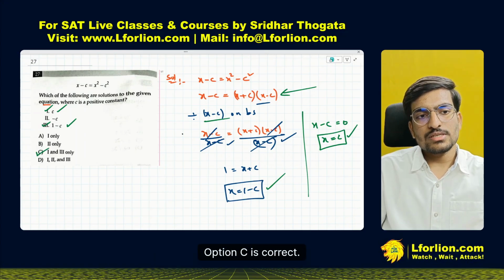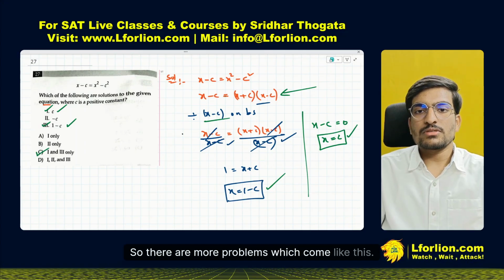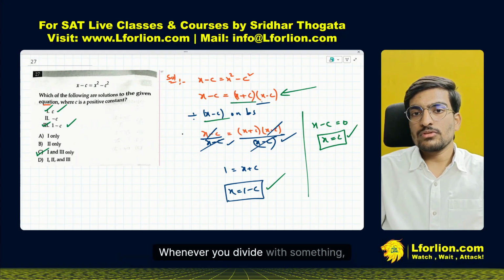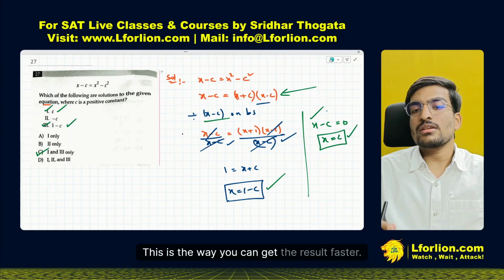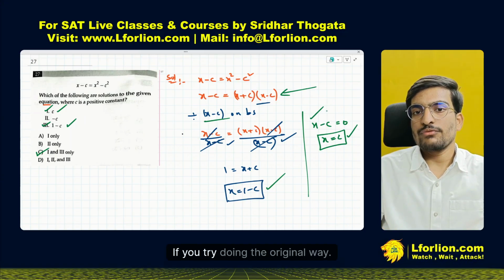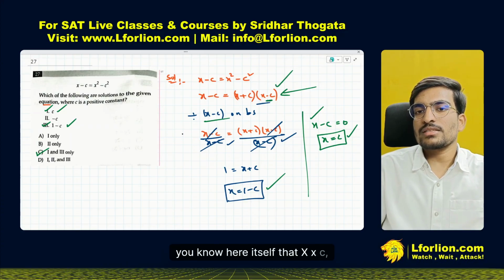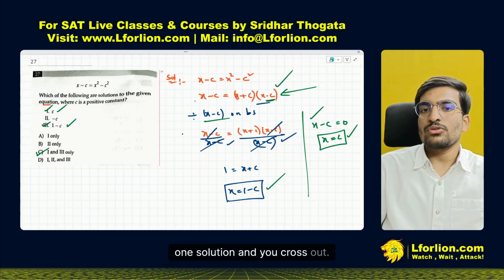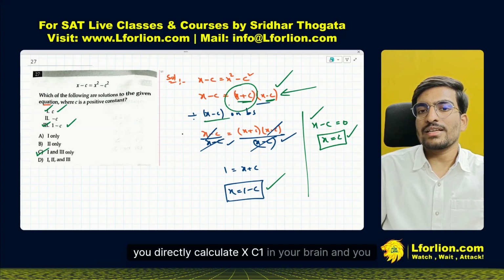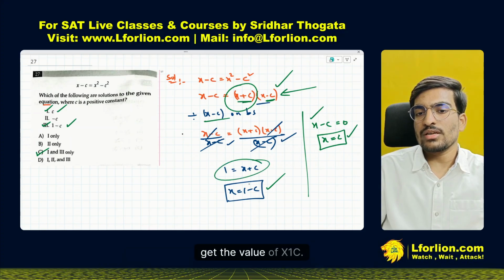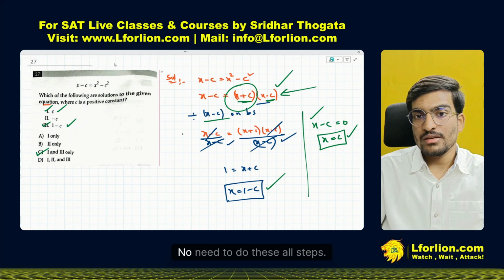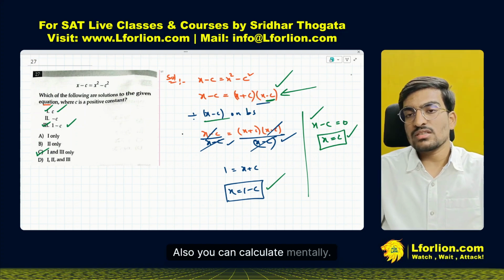Option c is correct. There are more problems which come like this. Whenever you divide by something, definitely check this. This is the way you can get the result faster. If you try the original way, it's time consuming. Just by watching it, you know that x equals c is one solution, and you cross out and directly calculate x plus c equals 1 in your head, and you get x is 1 minus c. No need to do all these steps, you can calculate mentally.